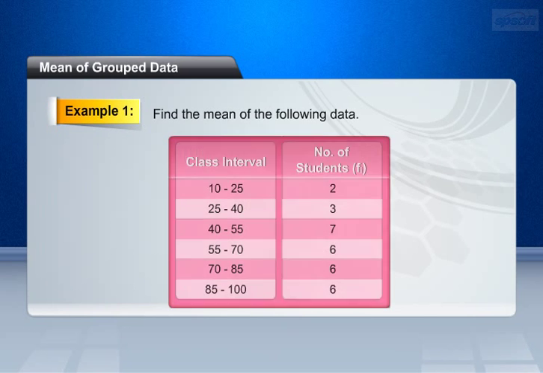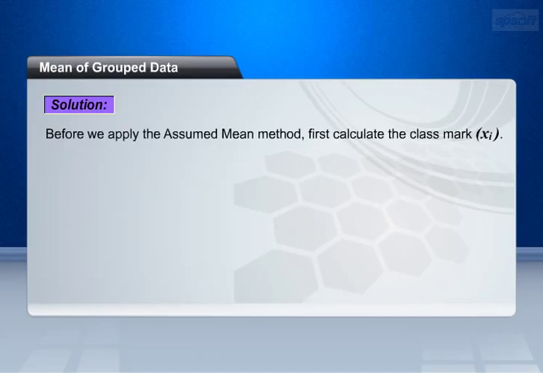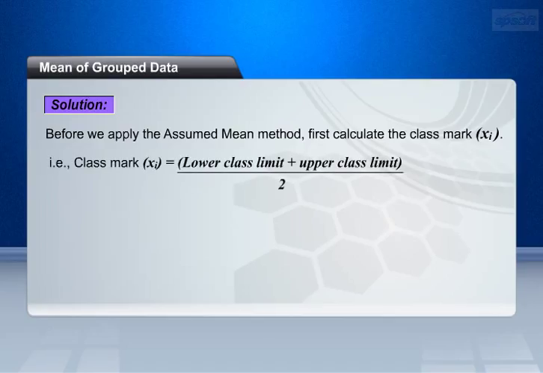Example 1. Find the mean of the following data. Solution. From the given table, each class interval has the same class size, so we can use either the assumed mean method or the step deviation method. Before we apply either method, first calculate the class mark xi, which is given by the formula: class mark xi equals lower class limit plus upper class limit divided by 2.